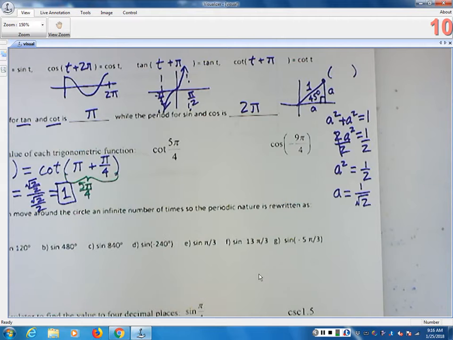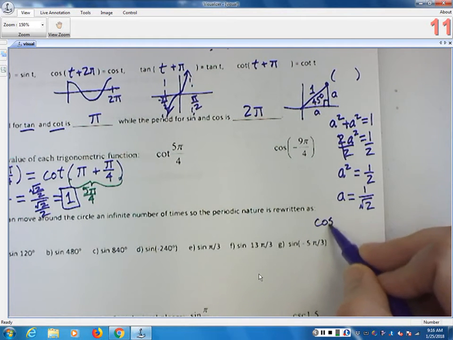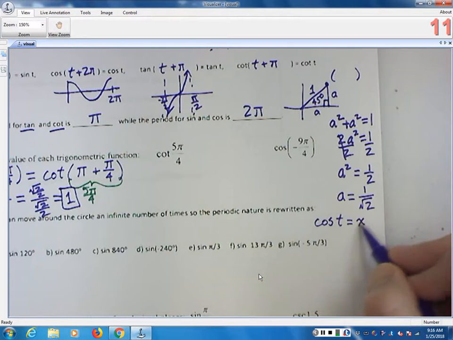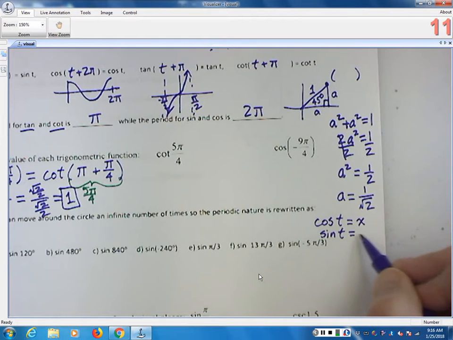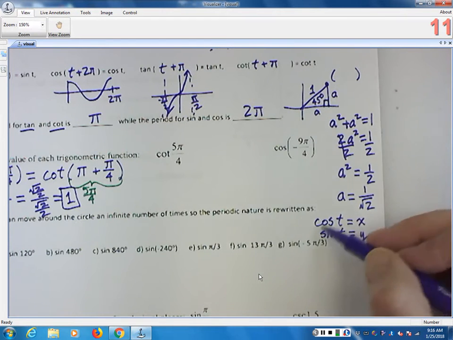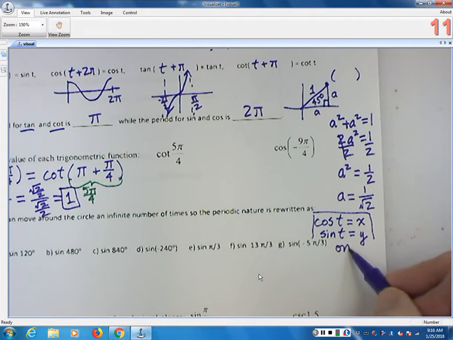So that's what cosine and sine are. You've got to remember that cosine of t on the unit circle is just the x value, and sine is y. That's on the unit circle.